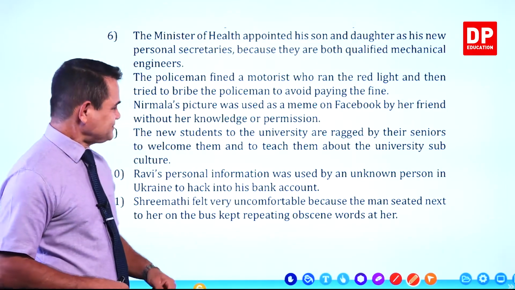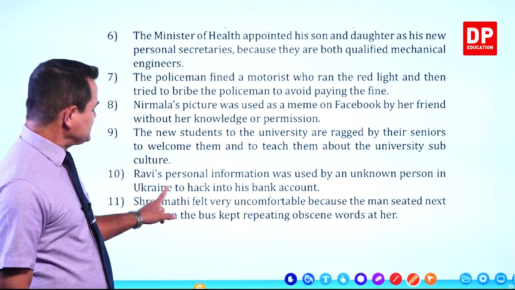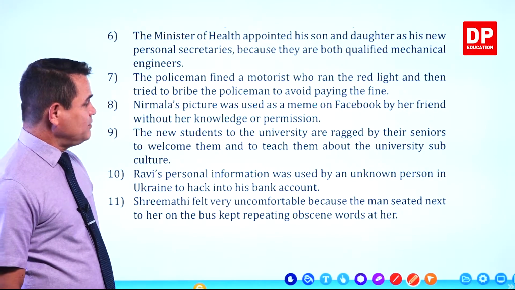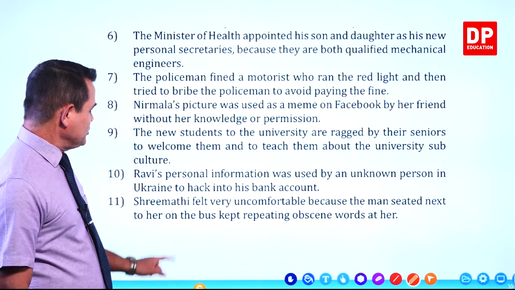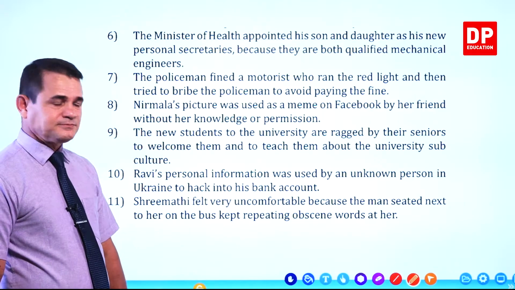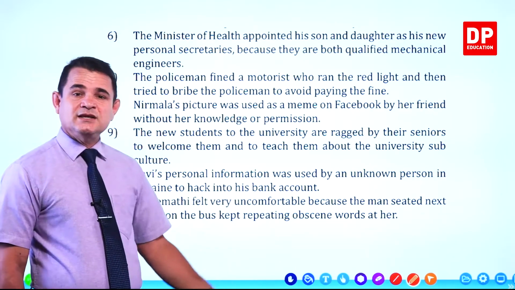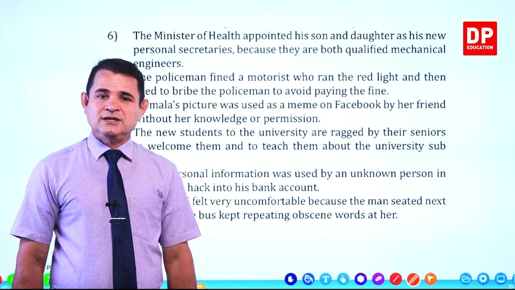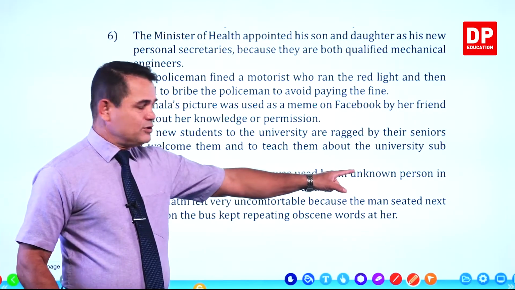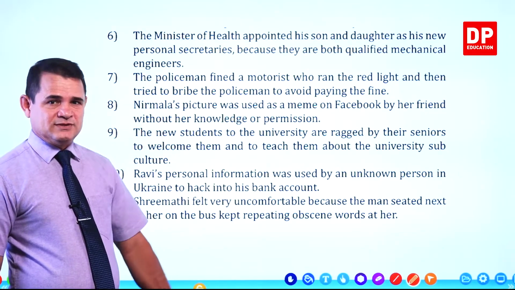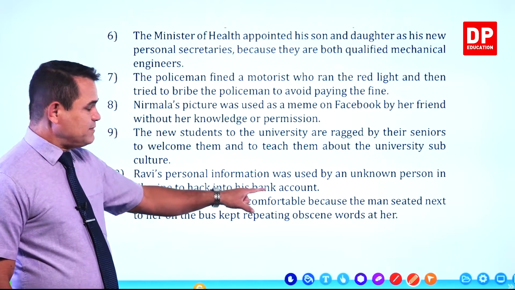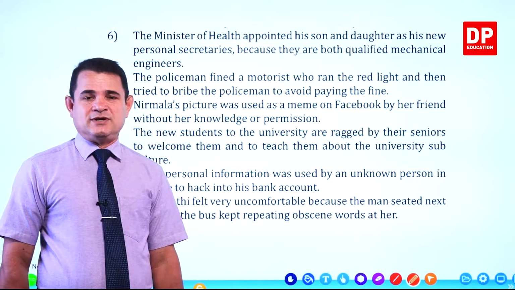Discuss. Next one. Ravi's personal information was used by an unknown person in Ukraine to hack into his bank account. Ravi's personal information, පෞද්ගලික තොරතුරු පාවිච්චි කරලා තියෙනවා unknown person, නොදන්නා පුද්ගලෙක් විසින්. කොහෙද? Ukraine වල to hack into his bank account. එයාගේ bank account එකට යන්න.